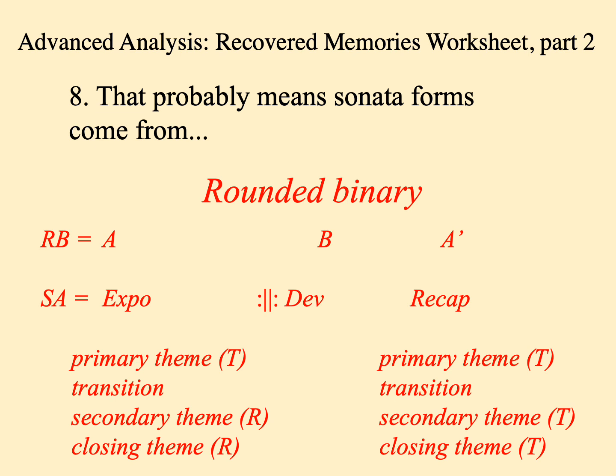And again, a lot of it comes down to what's happening in the B section. And in the B section of a rounded binary form, we're developing. That's also what happens in the development section of a sonata form. So that's sort of the evolution of sonata form as we come to know it.